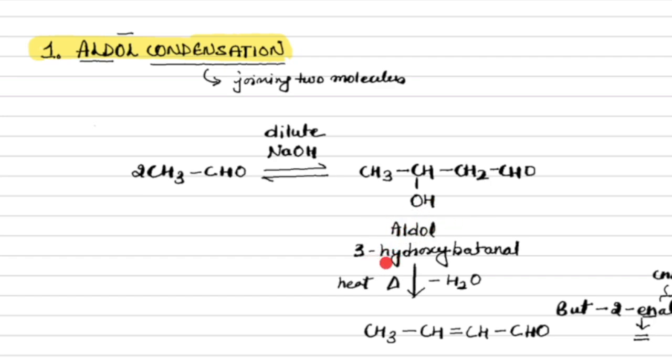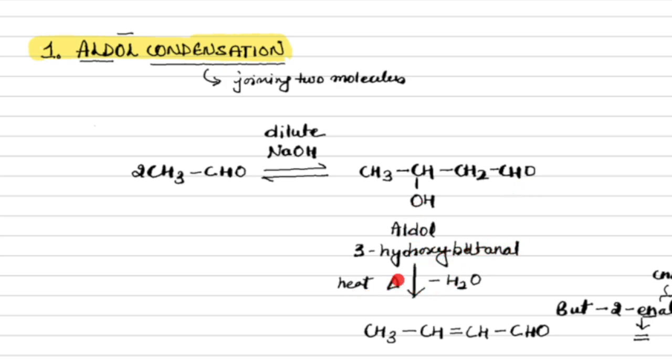The technical name will be 3-hydroxybutanal, right? Butanal, sorry, this is a slip. Butanal, right? 4. And why are we saying 3? Why not start counting from here? Because we will always give the lower number to the aldehyde. So this should get the lower number: 1, 2, 3. 3-hydroxybutanal. Al stands for the aldehyde.